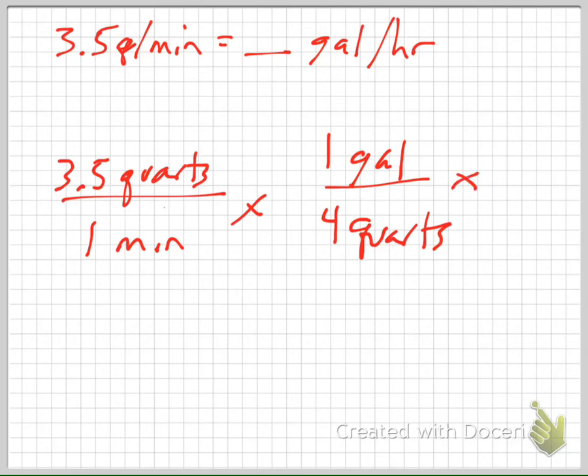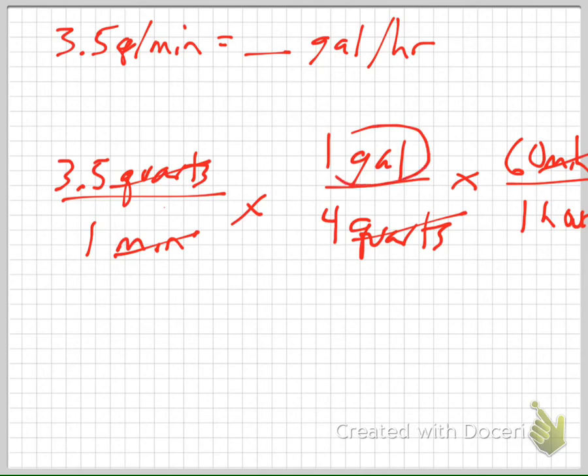I'm going to multiply it again by, I have minutes. I don't want minutes. I want hours. How many minutes are there in an hour? 60. So I'm going to multiply it by 1 in the form of 60 minutes over 1 hour. Right? Now, start cross-canceling what you can. Minutes, quarts. What does that leave me with up here? It leaves me with gallons and hours, which is what we want.